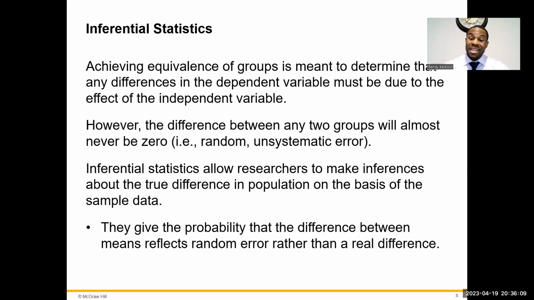Okay. Again, it also gives us a probability that the differences we see reflect the real difference. That's what I want to see. I want to see the real difference. So it says that we give ourselves a probability as a researcher, and if that probability is low enough and the difference that we see is rare enough, then I know that there is a significant difference and that the differences are real. They're real, actual differences. They're not just due to random, unsystematic error.